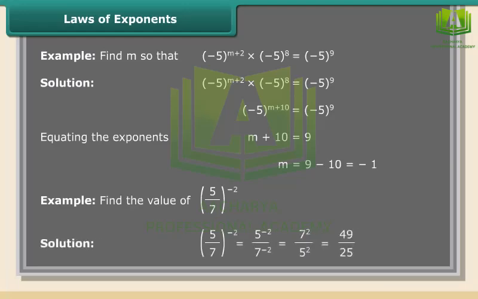Solution: (5/7)^(-2) = 5^(-2)/7^(-2) = 7^2/5^2, which equals 49/25.